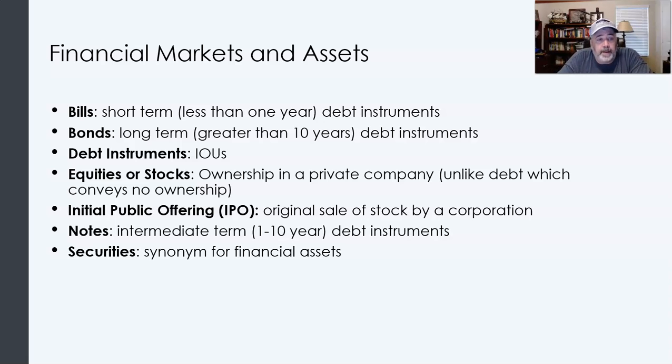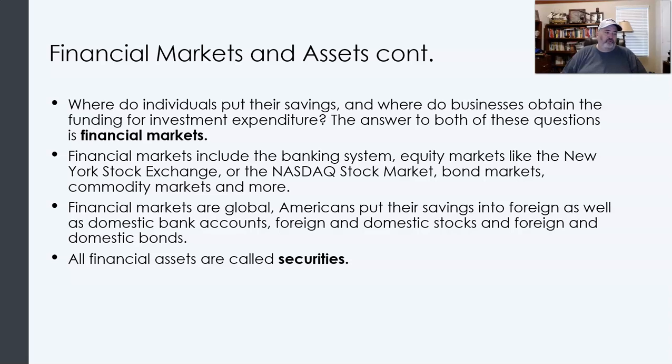Stocks, right? This is ownership of a private company, right? If you buy a stock in a company, you own some piece of that company. The IPO, or initial public offering, this is the first time that a company will sell stock. This is their initial stock offering, right? And securities are typically just a broad term that captures much of the financial assets that are out there, generally referred to as securities, financial assets.